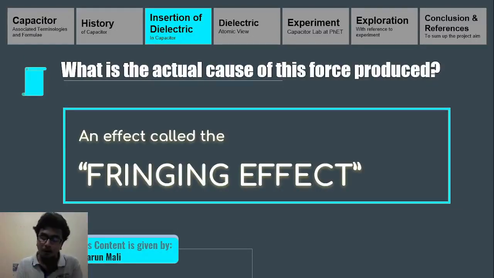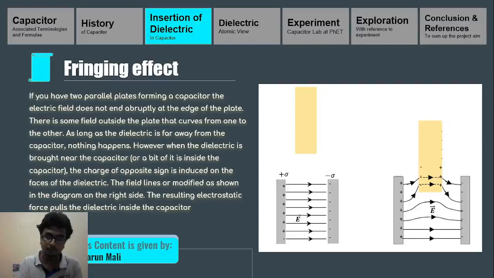I have talked about how the capacitor starts pulling the dielectric even before it enters inside the capacitor. So why is it happening? It is due to an effect called the fringing effect. We will see what exactly happens in the fringing effect in the next slide. So in the fringing effect, this is the definition. I will read it.